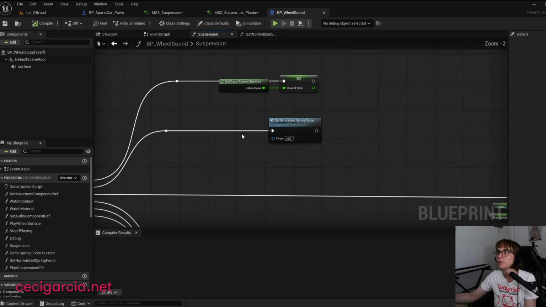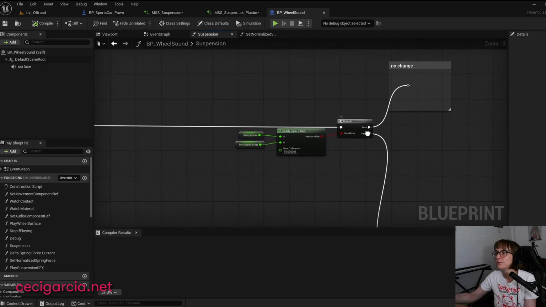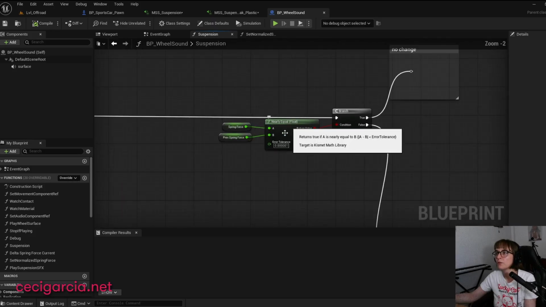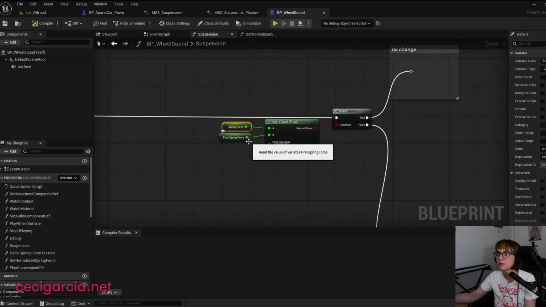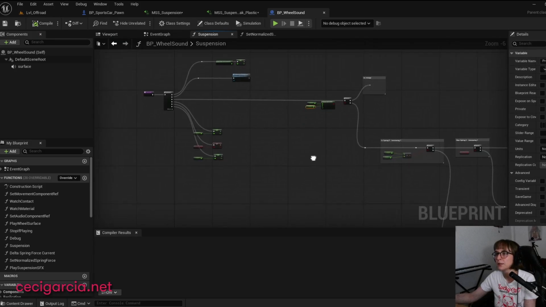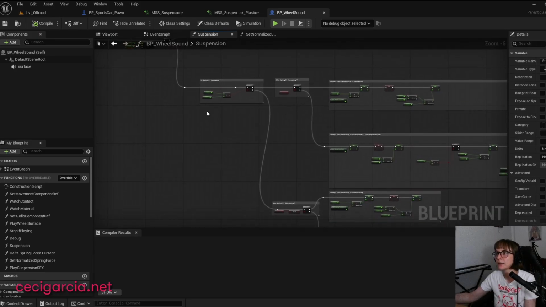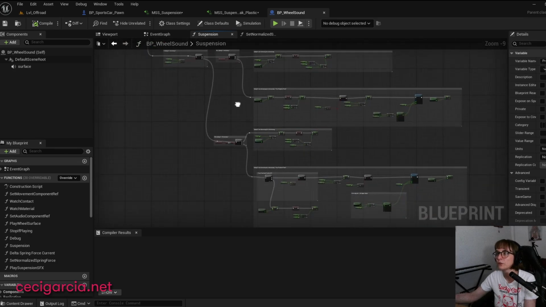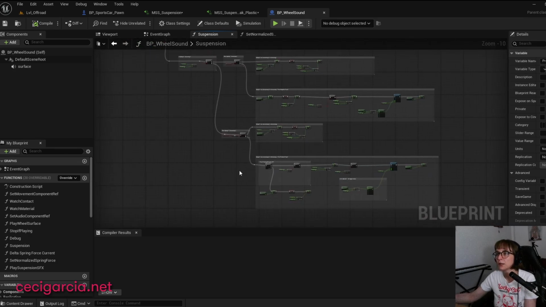And okay, first I check if the spring force now is the same as the previous one, and if it is, I do nothing. In the other cases, I divide into four situations, right? All this is to get the peaks, negative and positive. So there are four situations.